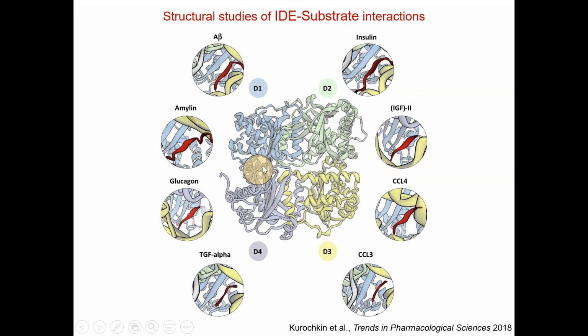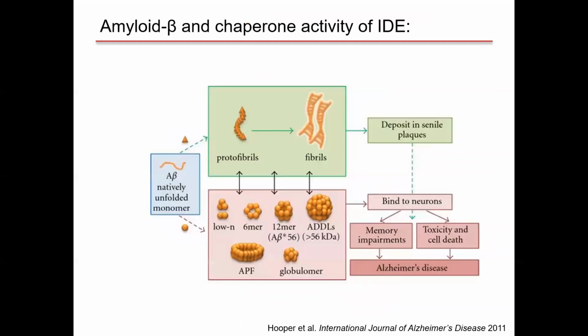Therefore, IDE likes to cut monomeric amyloidogenic polypeptides. And this is how IDE is involved in proteostasis. As mentioned, one of IDE's substrates includes amyloid beta.